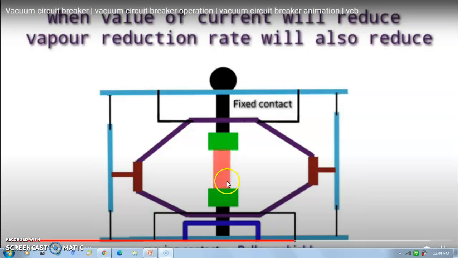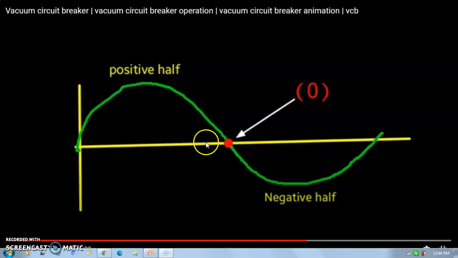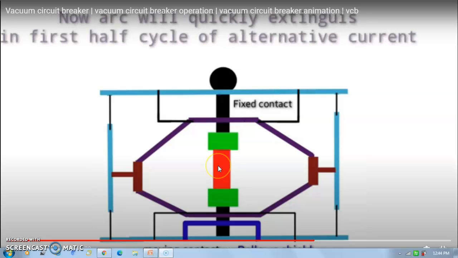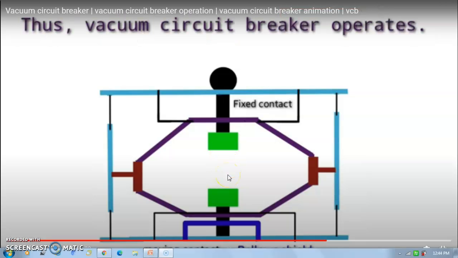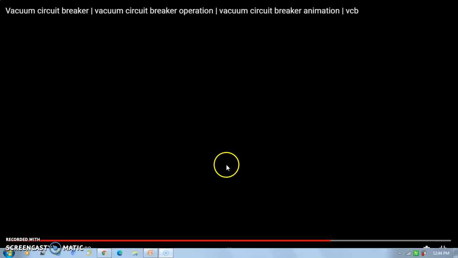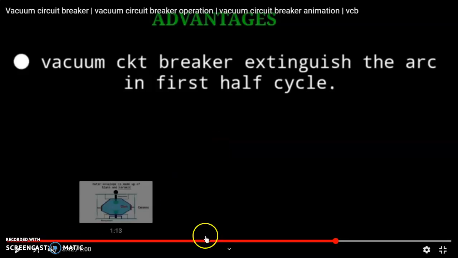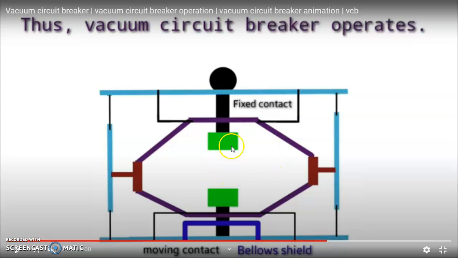When the value of current reduces, the vapor production rate will also reduce here. As we know, AC current has a positive and negative cycle, right? So the current comes to zero in the half of the cycle. So the dielectric strength of the medium becomes very high. Due to the dielectric strength being very high, the current becomes zero at the half cycle only. So these ionized vapors condense back, these ions are condensed back to the electrodes, so that whatever arc is formed, we have to extinguish, quenching it completely.